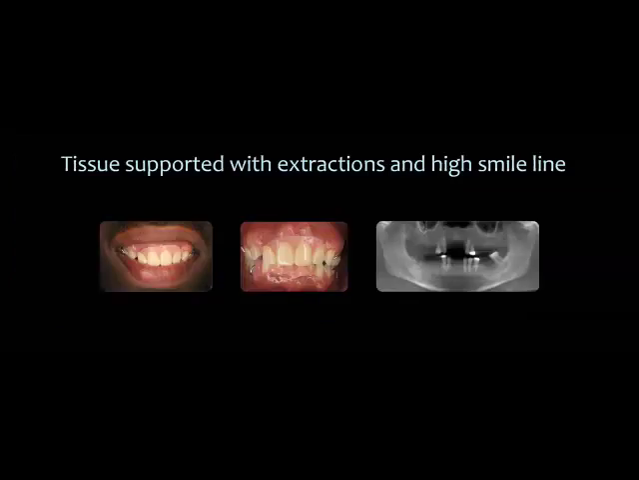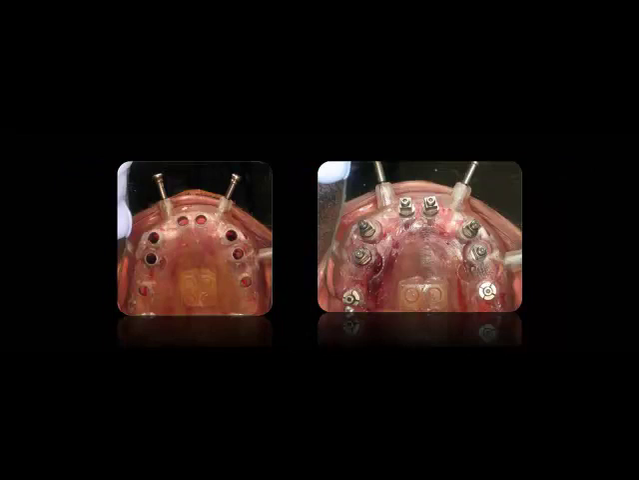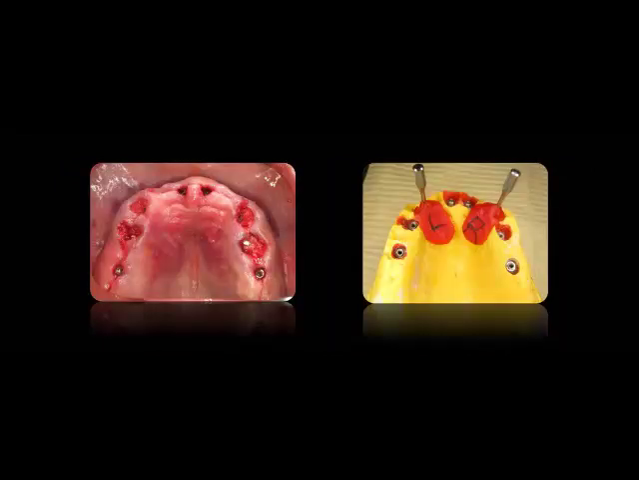The next case is someone with a high smile line with only 4 teeth that need to be extracted. Okay? We had a decision here. Do we reduce the bone or do we preserve the bone? Well, he had some pretty good bone, and it was even. So what we decided was not to reduce it and to use a tissue-supported guide and place 8 implants. We only loaded 6 of them, and we did site preservation where we extracted the teeth.